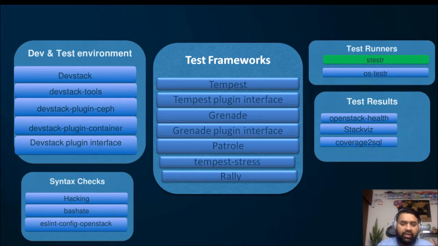Test frameworks, we have Tempest, Patrole, Rally. They are all integration testing frameworks, and RBAC testing. Tempest is plugin based also. Grenade is for our internal upgrade testing. And Tempest, Patrole and Rally are the ones you can use in your production environment also. Many companies are using them for their production cloud testing. And then we have test runner and test results, which you can visualize using StackViz, OpenStack Health Dashboard and so on.